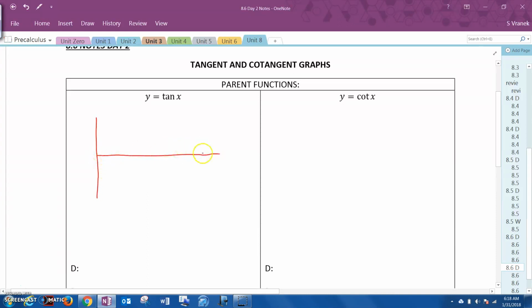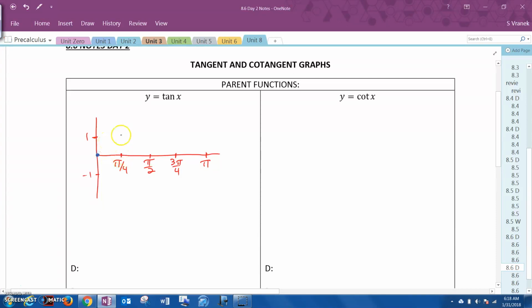You have to remember that the period for tangent is pi, which means the interval is pi over 4. So we have pi over 4, 2 pi over 4 is pi over 2, 3 pi over 4, and so on and so forth. And I'm going to put a 1 and a negative 1. Now, if you remember correctly, at 0, the tangent is 0. So I'm going to put a dot there.